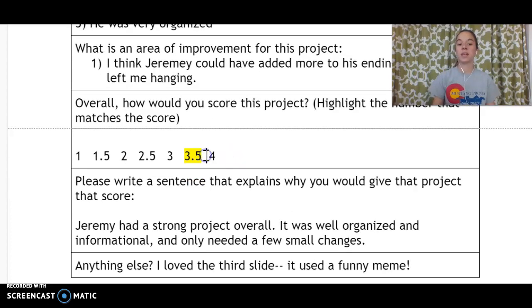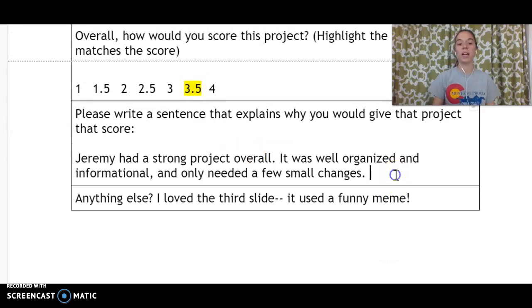The score, I said that he would get a 3.5. And why? Jeremy had a strong project overall. It was well organized and informational and only needed a few small changes. For anything else, I said that I really enjoyed the 3rd slide. It was a funny meme.